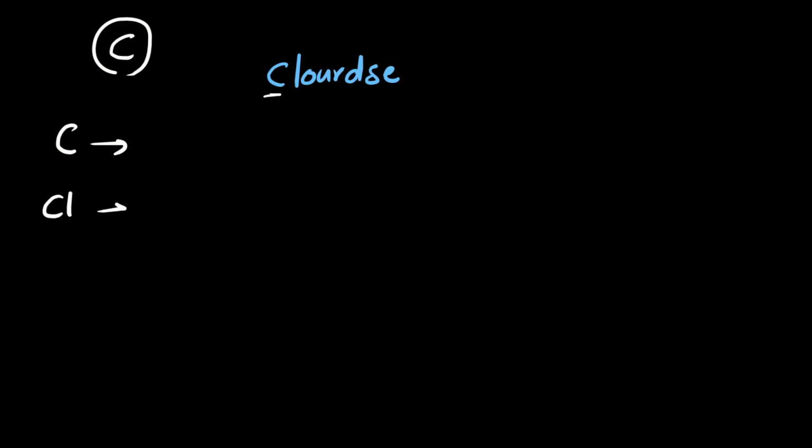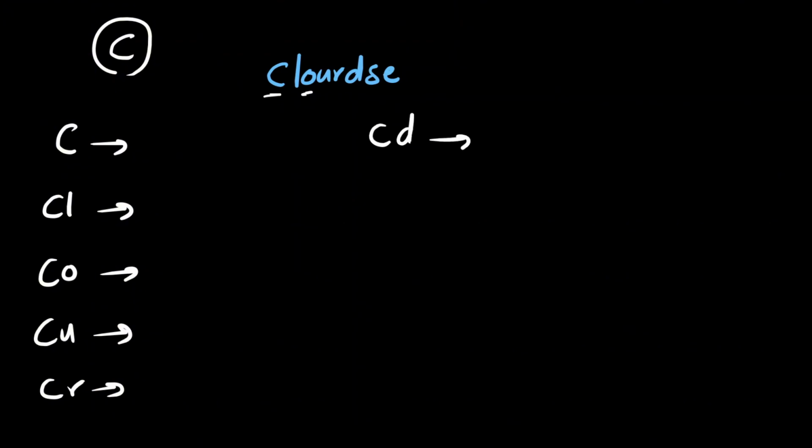For the next letter, which is C, in order to memorize this, try to use the following acronym, which is CLORS. Just try to use this acronym, it will help a lot. The first we have is C, then Cl, then Co, Cu, Cr, Cd, Cs, and Ce.